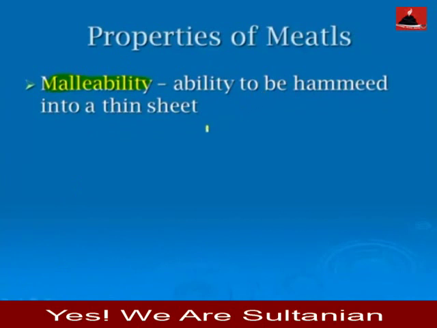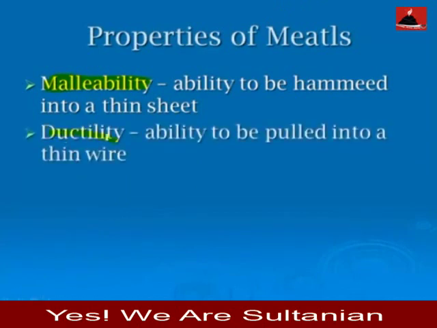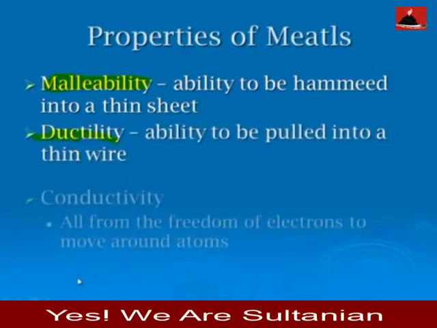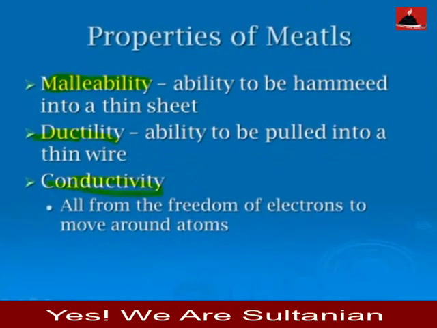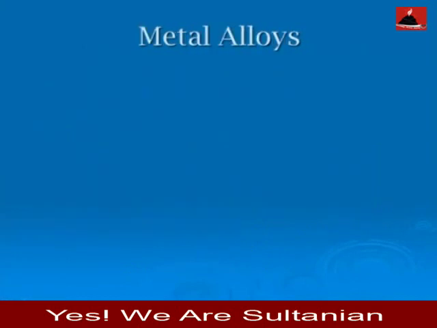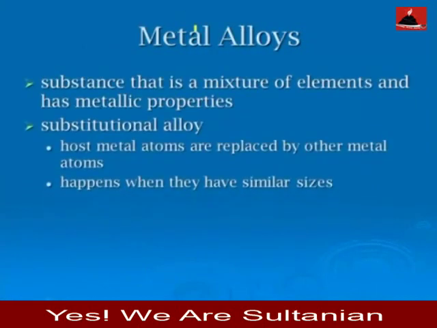Now, just as a reminder, malleability is the ability to be hammered into a thin sheet. Ductility is the ability to be pulled into a thin wire, and this is what was on the bottom of that last slide. That conductivity of both heat and electricity is simply all from the freedom of electrons, more so electricity here, but freedom of the electrons to move around the atoms. And if those electrons can move, then electrical current can be passed through and we get good conductors.